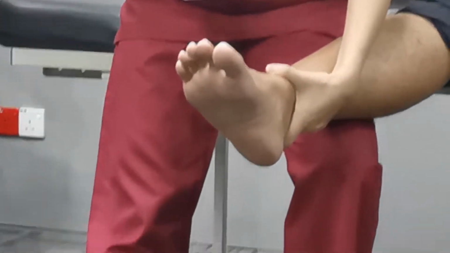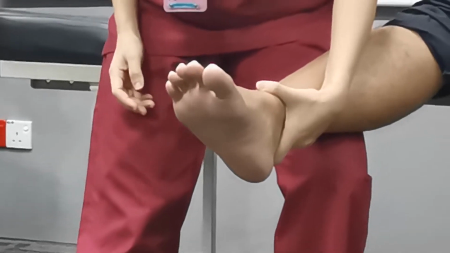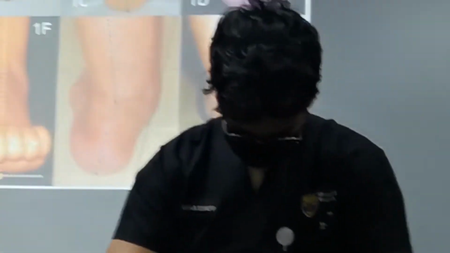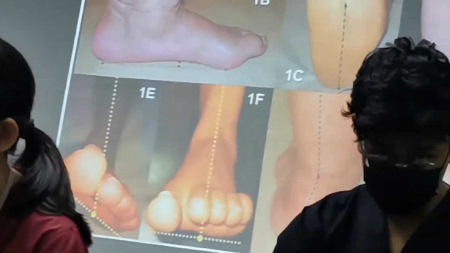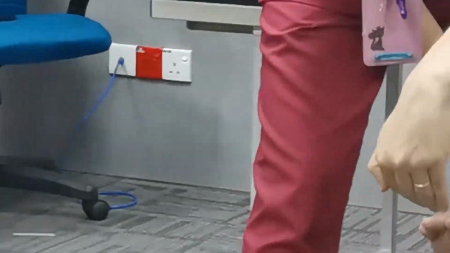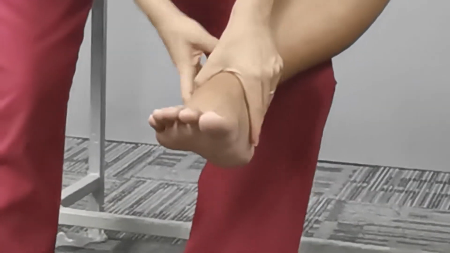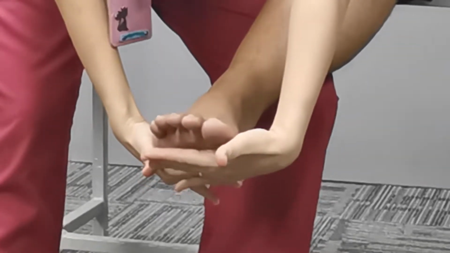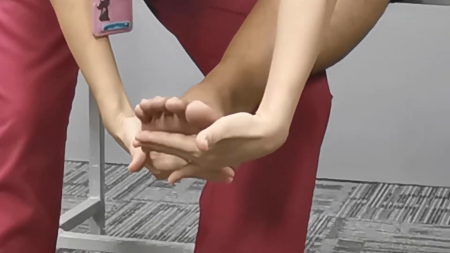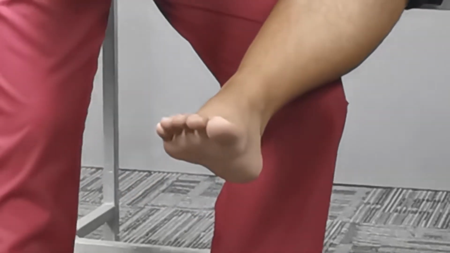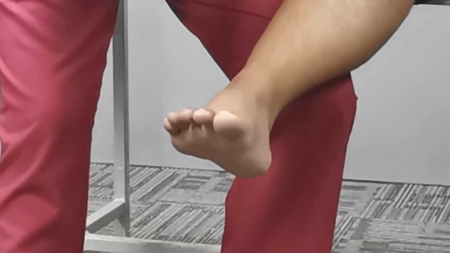Okay, so another thing, 1E and 1F, what it's trying to show you is how to look at pronation and supination of the forefoot. So that is seen from the front. When you look at the front, you look at the heel, and then you look at the balls of the toes, so the heads of the metatarsals. They should be in the same plane.